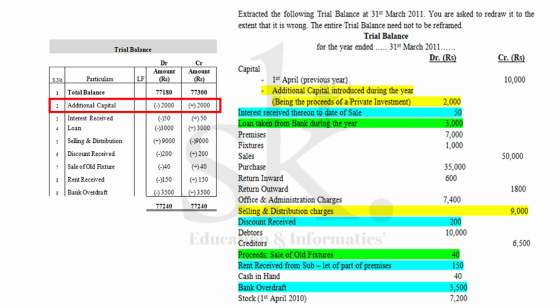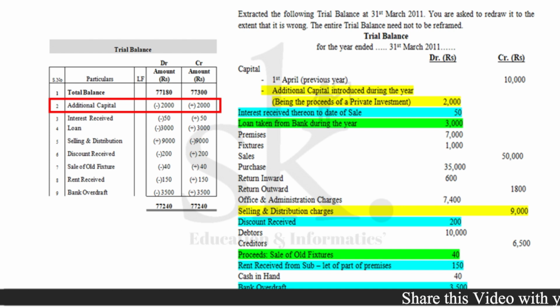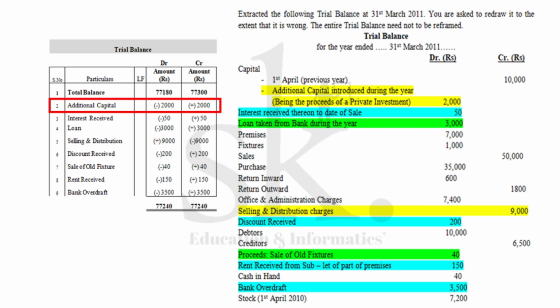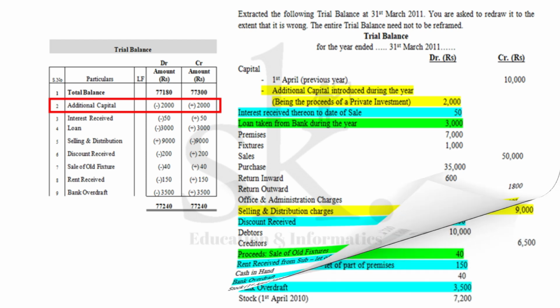So additional capital, which is a liability, has been wrongly posted on the debit side of the trial balance. And that is the reason why the 2,000 included within 77,180 has to be removed. So we have subtracted minus 2,000 from the debit column. So we have deducted 2,000 rupees from 77,180 and have added 2,000 rupees on the credit column. So we have added 2,000 rupees to 77,300.